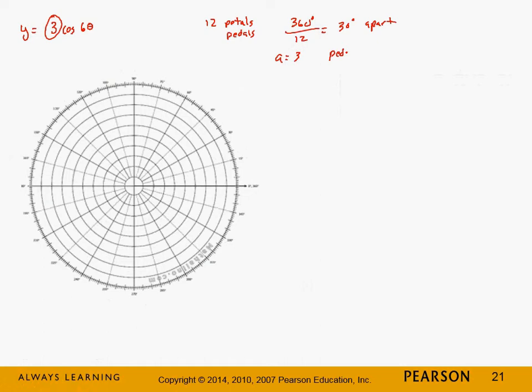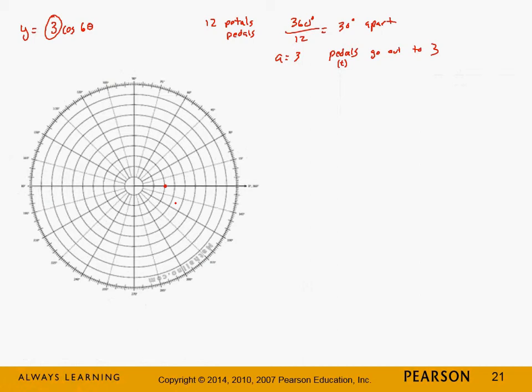the petals go out to 3. It's cosine, so that means one petal has to be on the x-axis, or the polar axis. Okay? So, 1, 2, 3. I have to have a petal there. And I know I'm going to have a petal every 30 degrees.